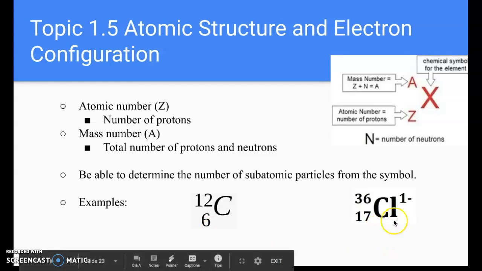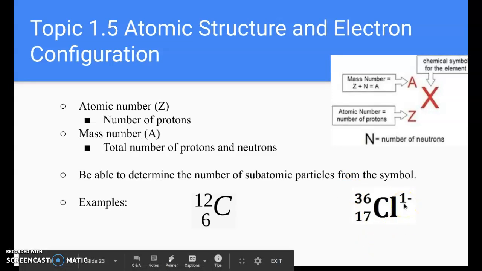For the other example right here, you have the chloride ion. We have a -1 charge now. So the bottom left number, that's your atomic number again. That's your number of protons, so that's 17. 36 minus 17, so that's 19. That's your number of neutrons, mass number minus atomic number, that's your neutrons.